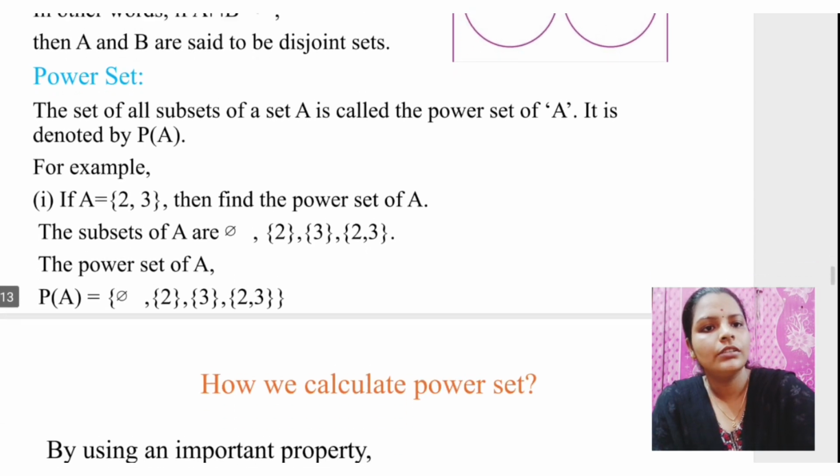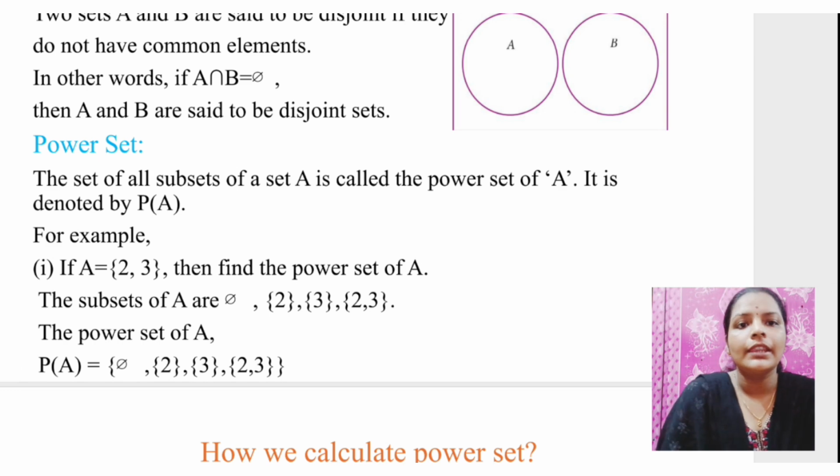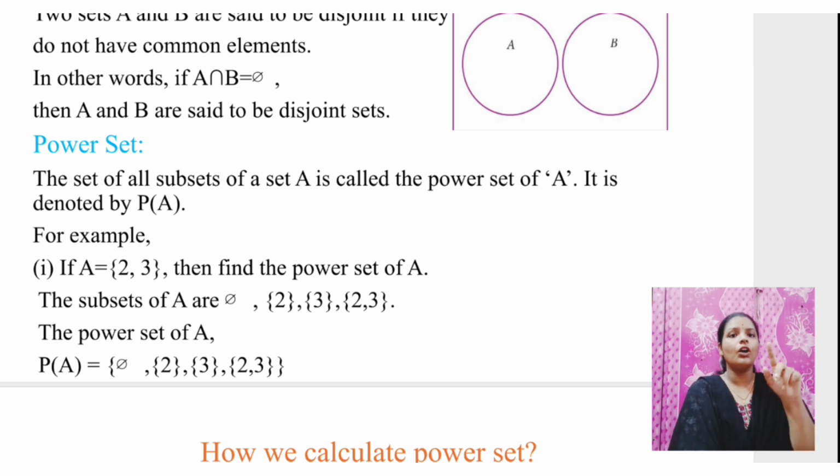Next, power set. The set of all subsets of A is called the power set of A. It is denoted by P of A. Power set is nothing but the set of all subsets of A, called the power set of A. It is denoted by P of A.